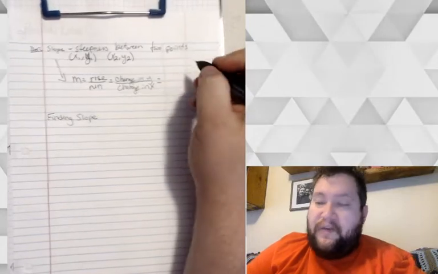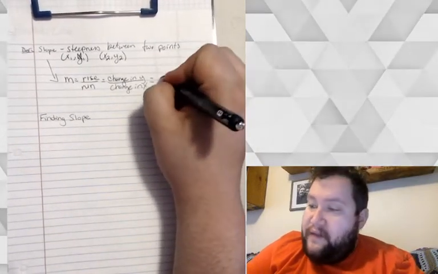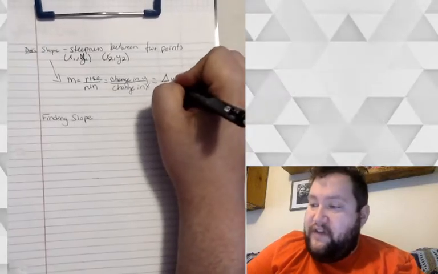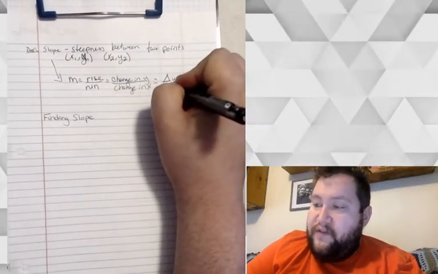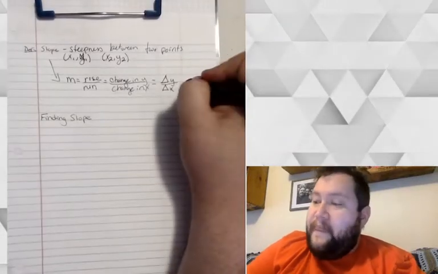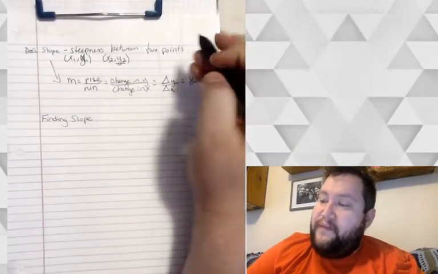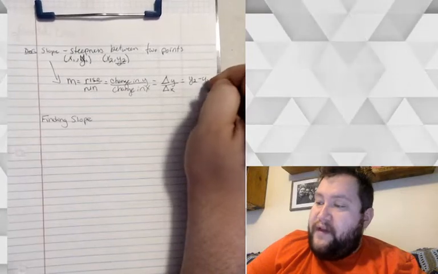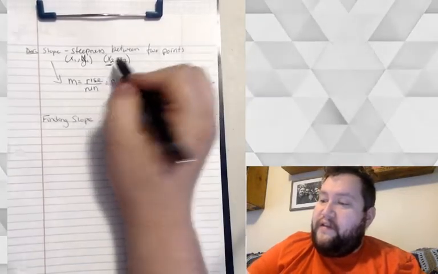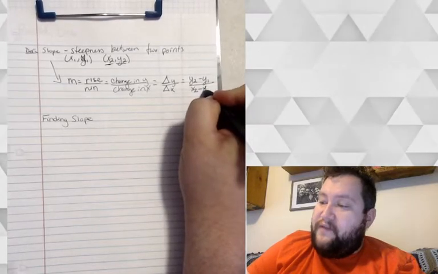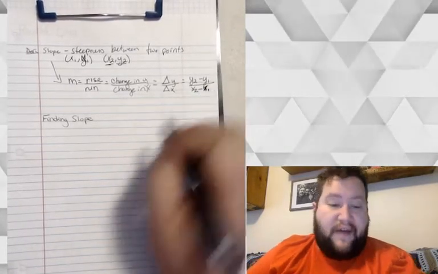And now just for notation, the capital Greek letter delta stands for change, so change in y over change in x. And we can calculate that by doing the second y value minus the first y value over the second x value minus the first x value.